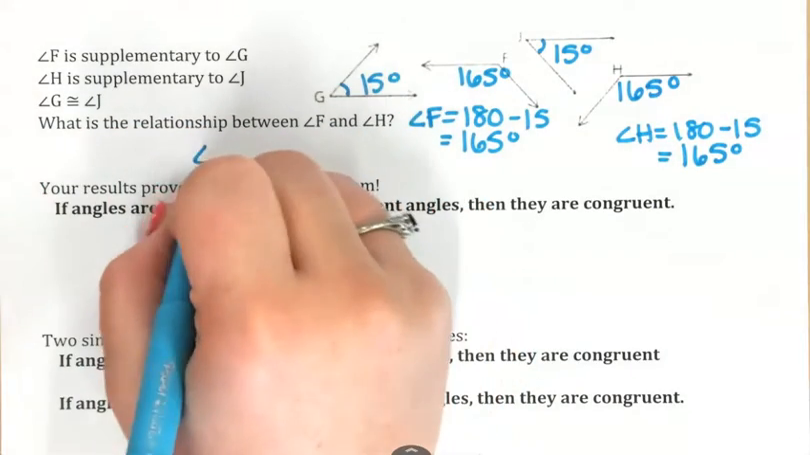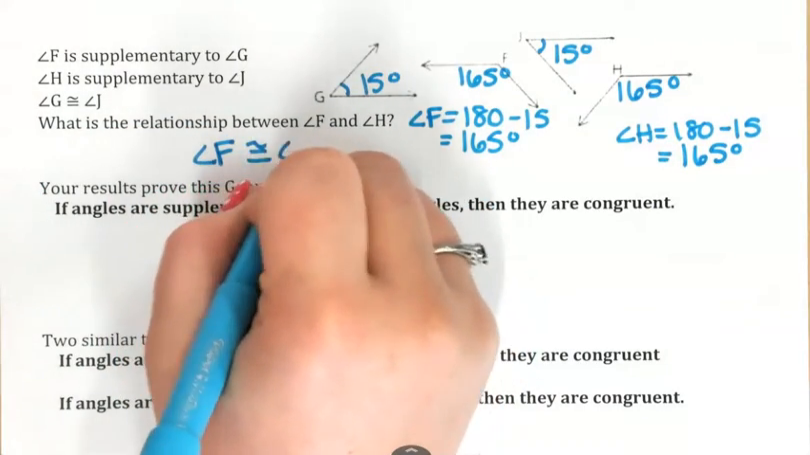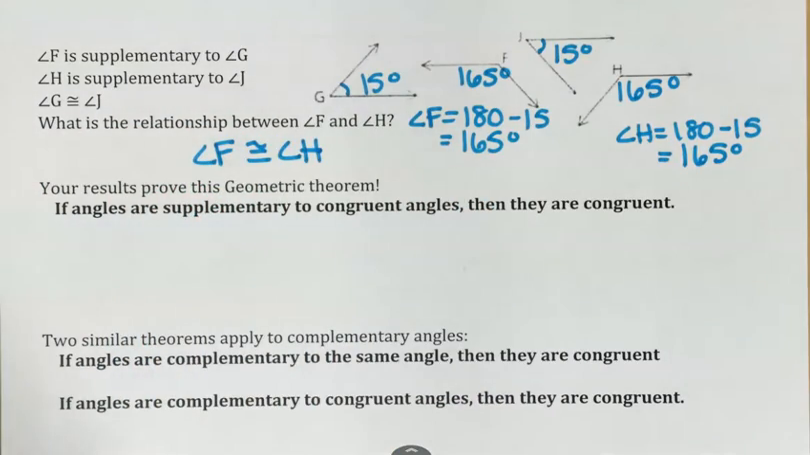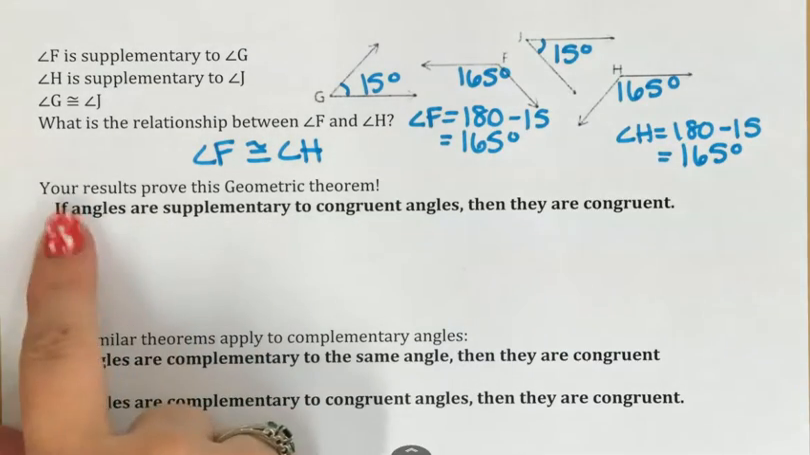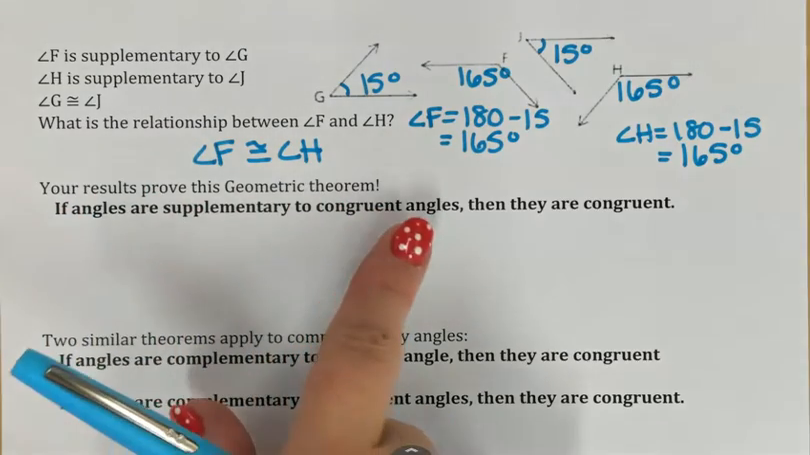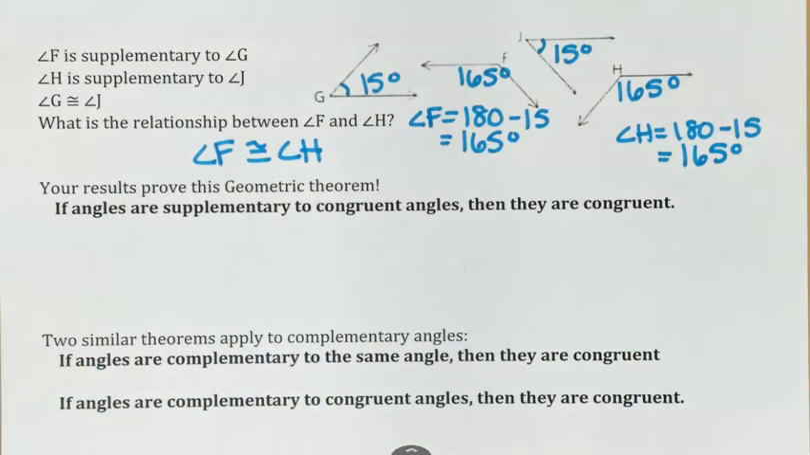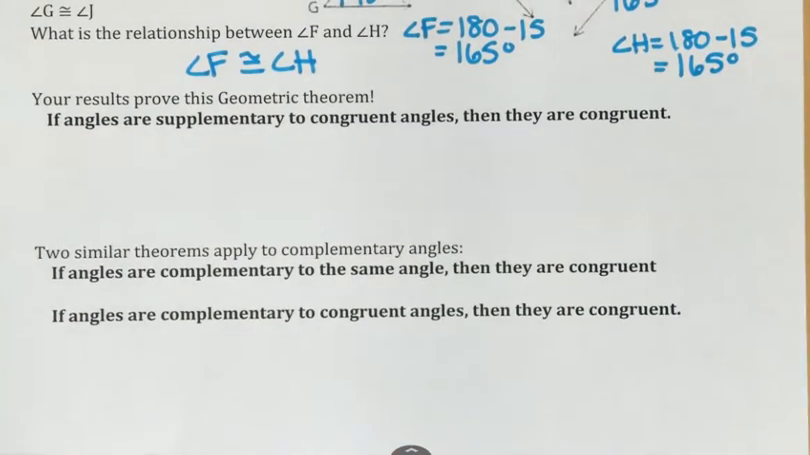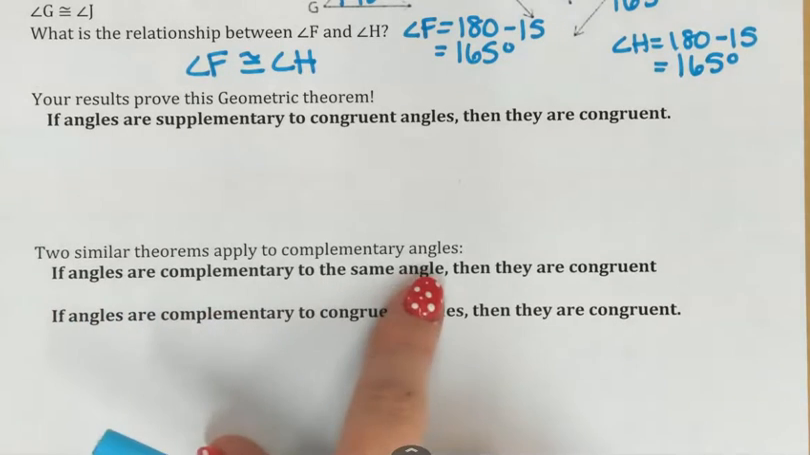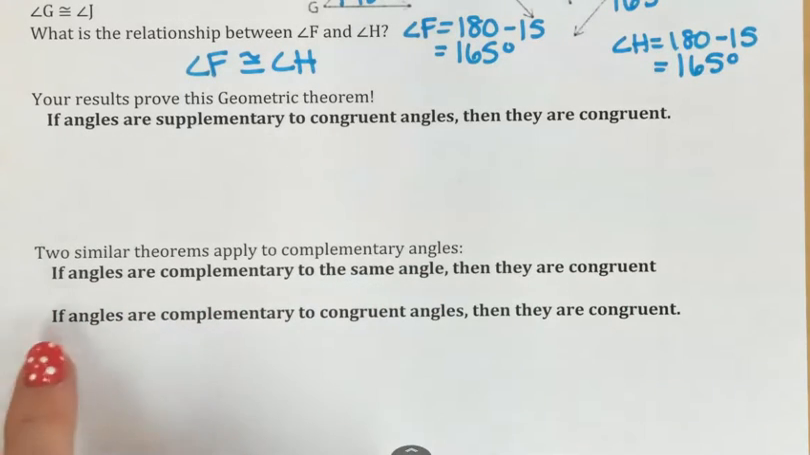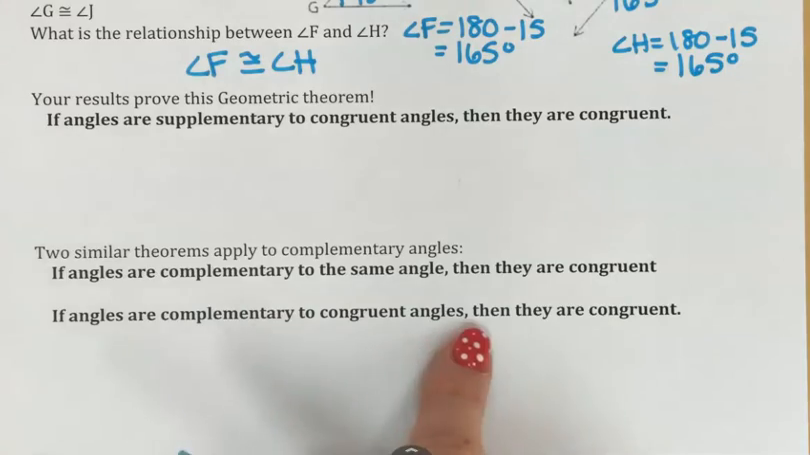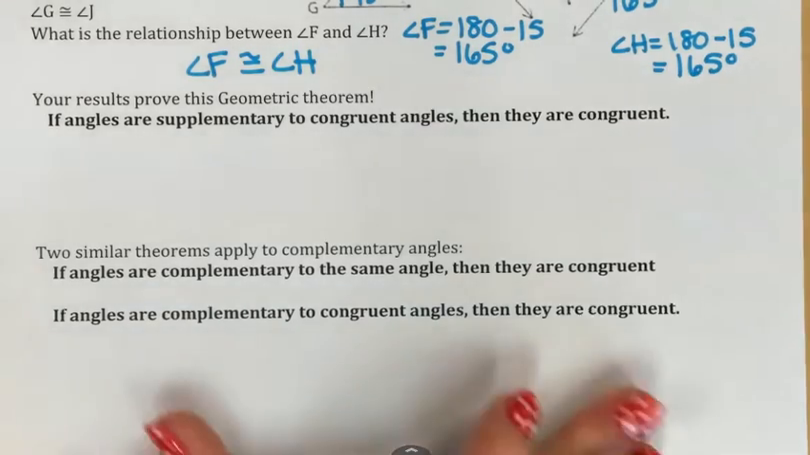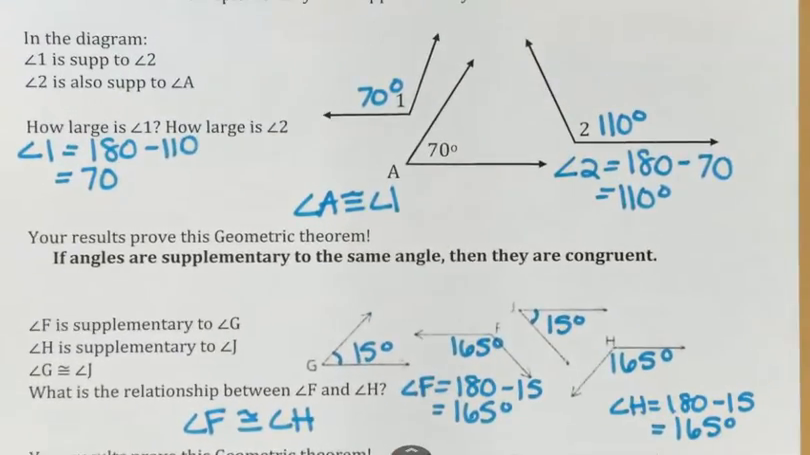Well, between angle H and angle F, they are congruent, and they were supplementary to congruent angles. So that has proven this next theorem. If angles are supplementary to congruent angles, then they are congruent. We have the same theorems that apply to complementary angles as well. If angles are complementary to the same angle, then they are congruent. And if angles are complementary to congruent angles, then they are congruent. So we've got 4 new theorems here.